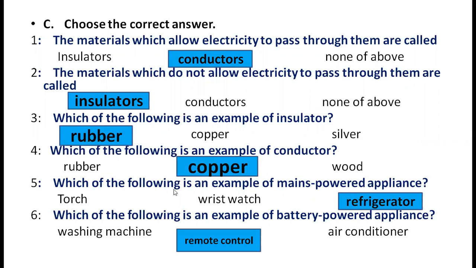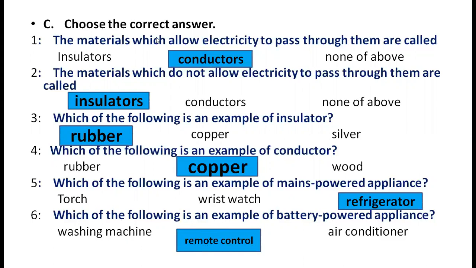Number 5, which of the following is an example of a mains power appliance? Torch, wristwatch, or refrigerator? So refrigerator is an example of a mains power appliance. Number 6, which of the following is an example of a battery powered appliance? Washing machine, remote control, or air conditioner? So the right answer is remote control.